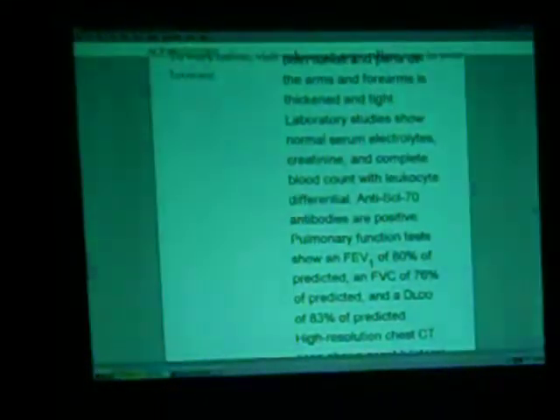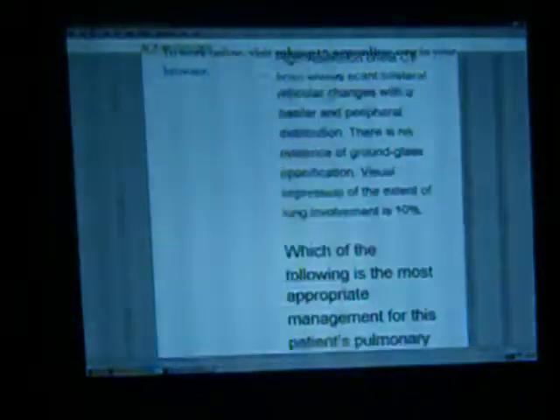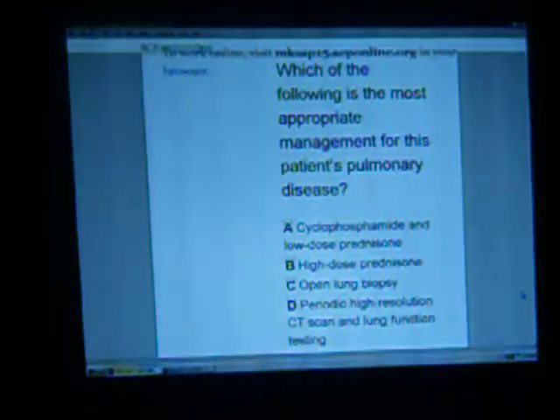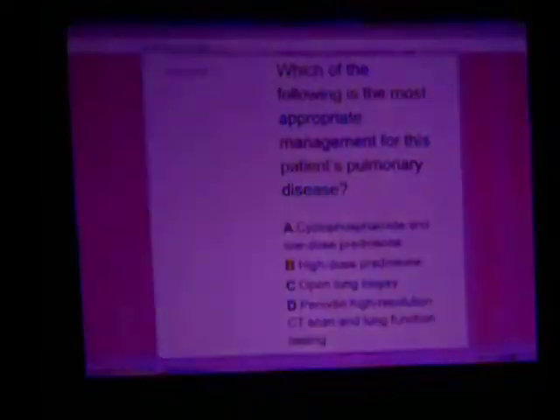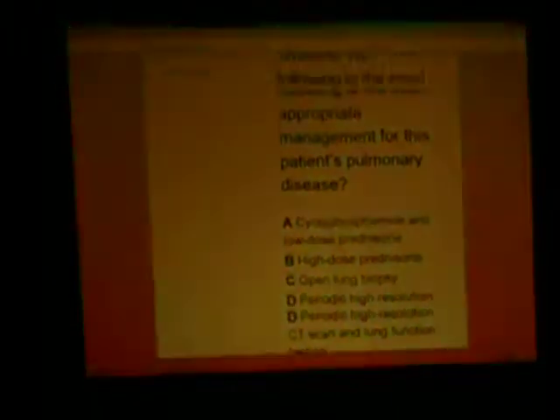Pulmonary function tests show FEV1 of 80% predicted, FVC of 76%, DLCO of 80%. High-resolution CT shows bilateral reticular changes with peripheral distribution. There is no evidence of ground-glass opacity, visual estimate of lung involvement is 10%. What is the most appropriate management for this pulmonary disease? Cyclophosphamide, low-dose prednisone, high-dose prednisone, open lung biopsy, or periodic high-resolution CT scan and pulmonary function testing.